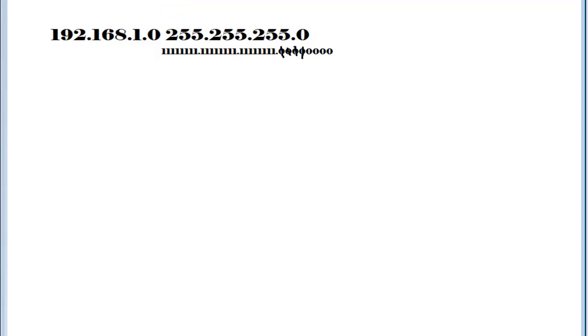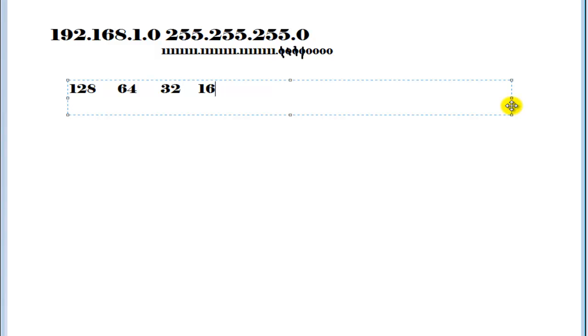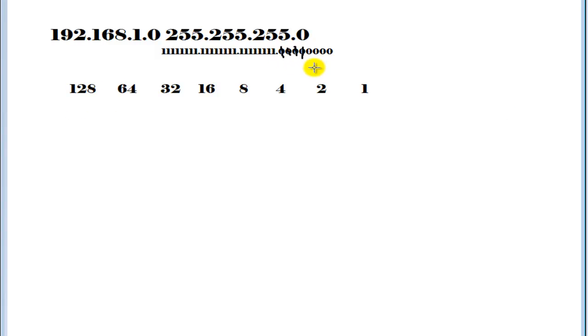That value is what I use to understand the subnet mask. Going from left to right, the first bit is 128, then you've got 64, then 32, then 16, then 8, 4, 2, and 1. That is just an indication here.